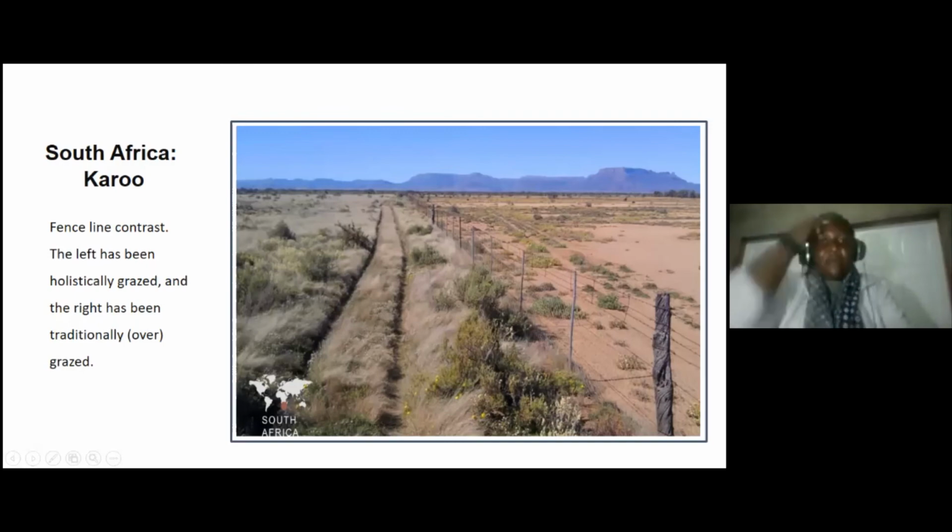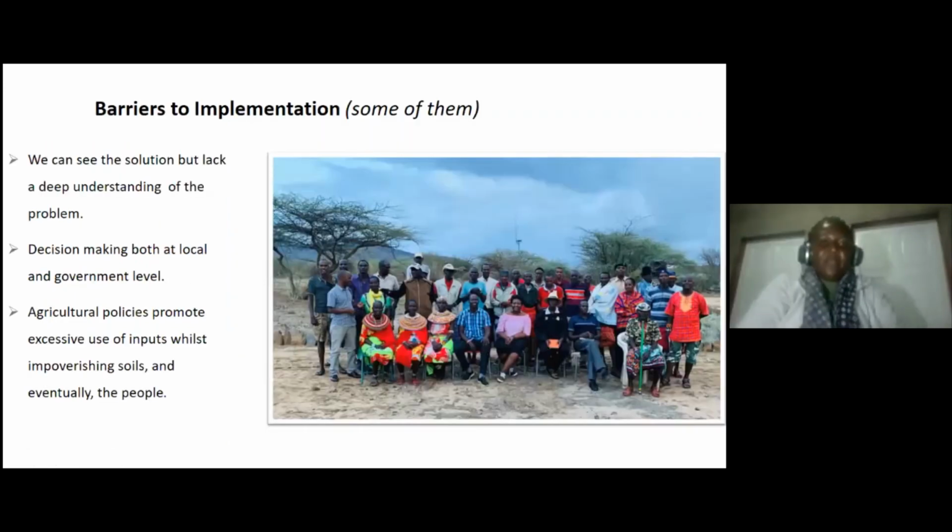And then I decided to share some barriers to implementation. I think we see the problem, or we can see the solution, but we lack a deep understanding of the problem. So we tend to think that maybe the problem is rainfall or whatever. But the more we dig deep, sometimes it's just decisions of management or how policies are made towards managing different environments. So there is no copy and paste. Each environment is unique. And then decision making at both local and government level, again, I'll say it again, agricultural policies.